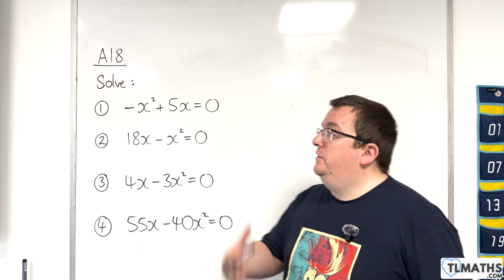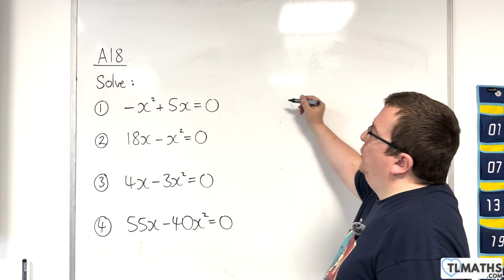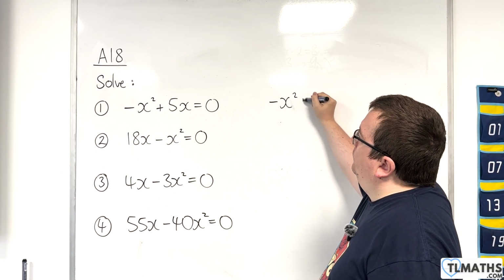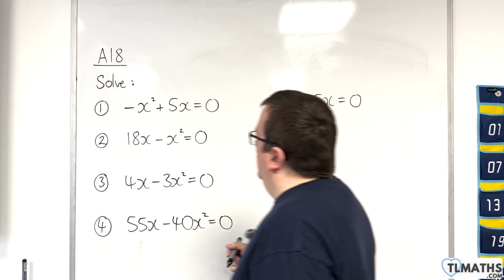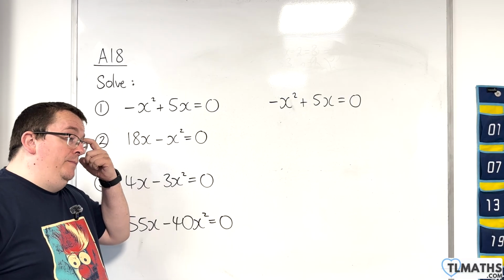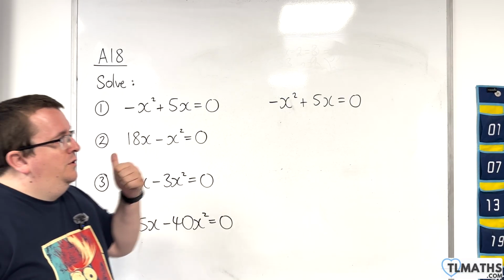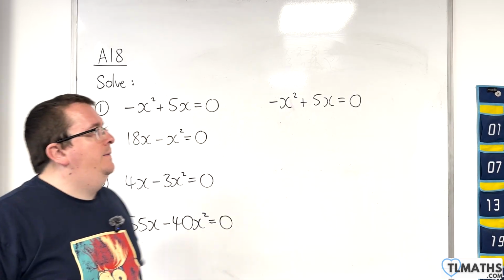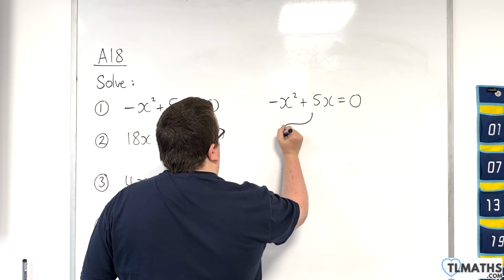So in this video, I'm going to go through some more examples of what we were looking at in the previous video. So we have to start off with minus x squared plus 5x is equal to 0. Now, I'm going to give you a couple of options here. The first option is deal with it as it lies, okay? So I'm going to go through that as my first method.